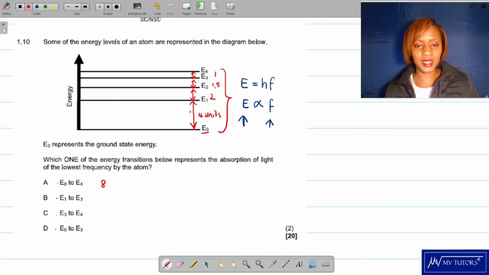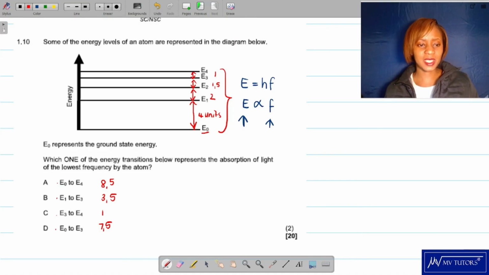So from E1 to E3, I have 2 over here and 1.5, so that will be 3.5. From E3 to E4, that's just 1 unit. And from E0 to E3, that's 4 plus 2 plus 1.5, and that is 7.5. I think the first one should be 8.5, not 8. 4 plus 2, 6, plus 1.5, 7.5, plus 1, 8.5, yes.